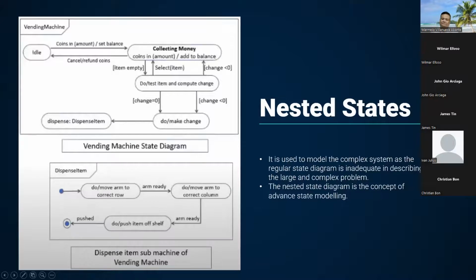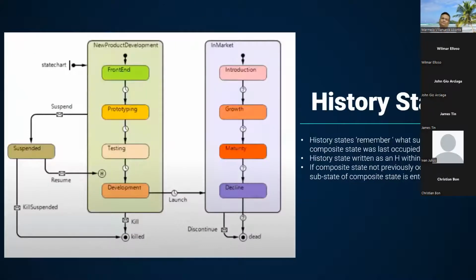Next, history states. History states remember what substate of a composite state was last occupied. A history state is written as an H with a circle. Ito daw, if the composite state was not previously occupied, the default substate of the composite state is entered.